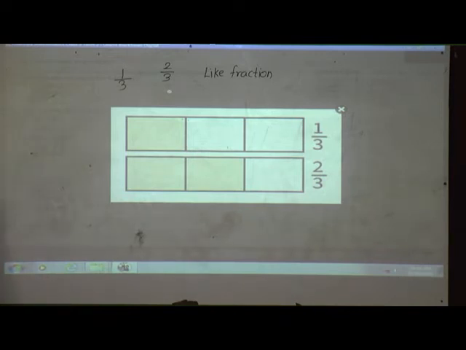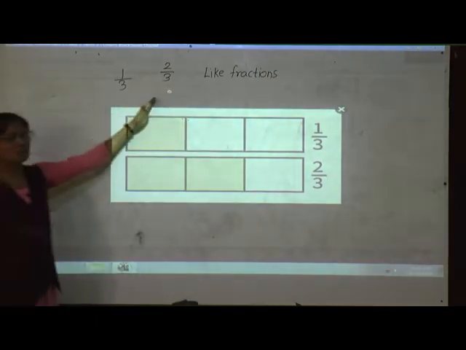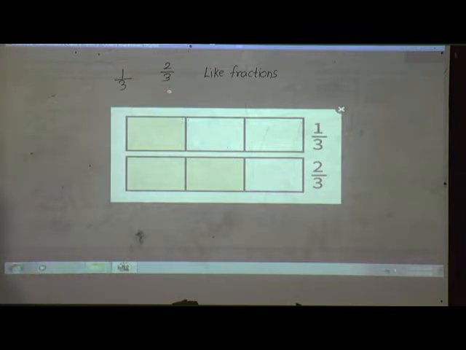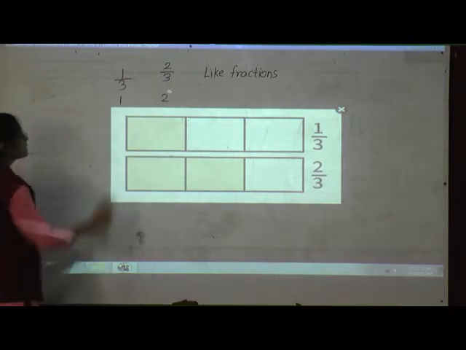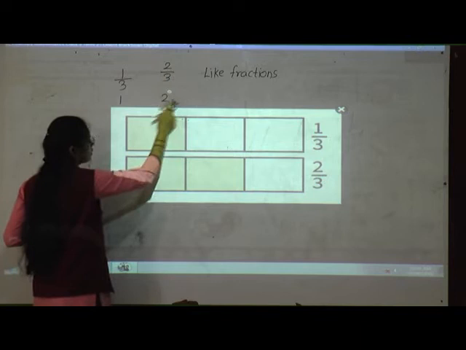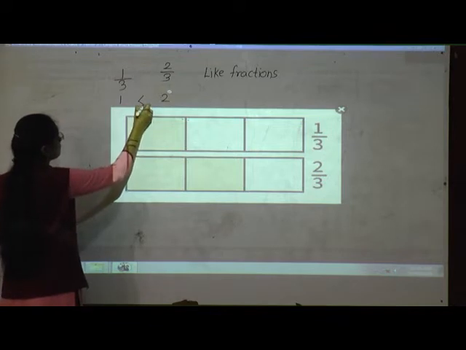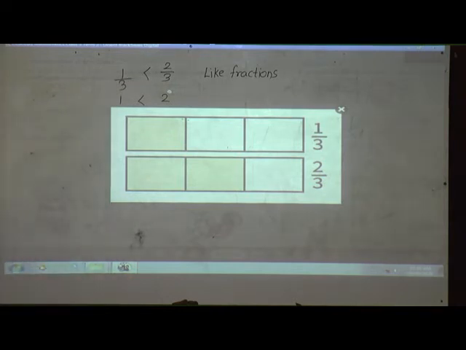Like fractions means what? The fractions in which the denominator is same. Now in these two fractions the denominator is same, that is 3. Now let us do the comparison. If the fractions are like fractions, then we have to compare only the numerator. In this fraction 1 is the numerator, in this fraction 2 is the numerator. So of course 2 is greater than 1. So 2 by 3 is greater than 1 by 3. Clear till here?